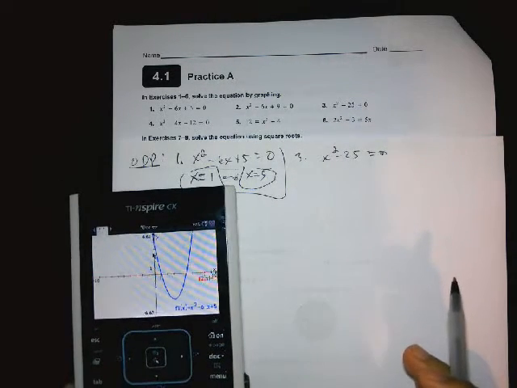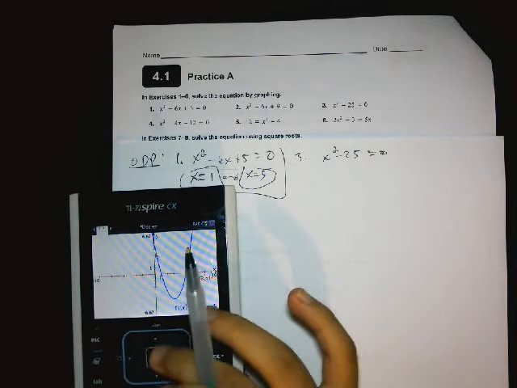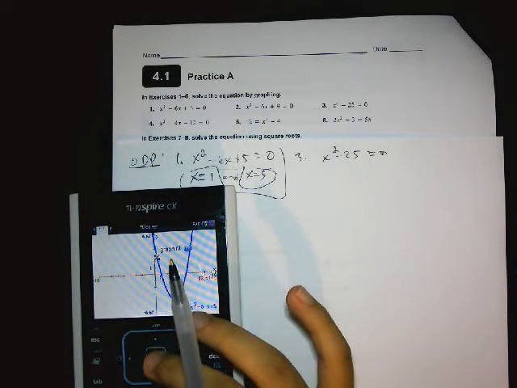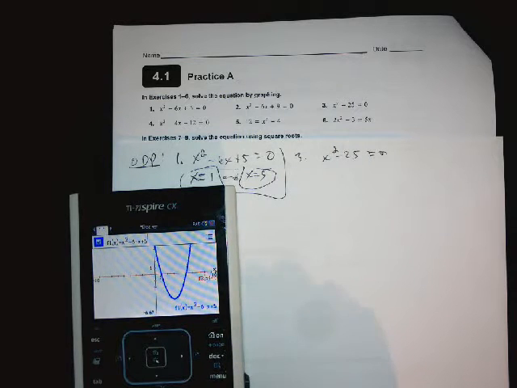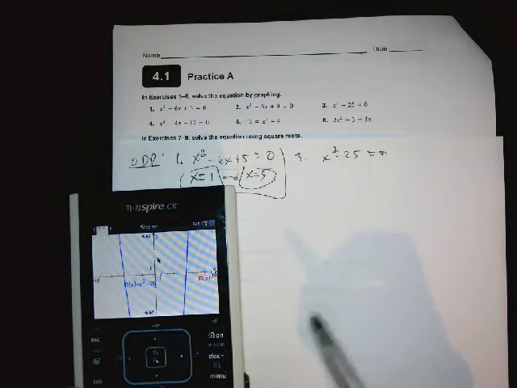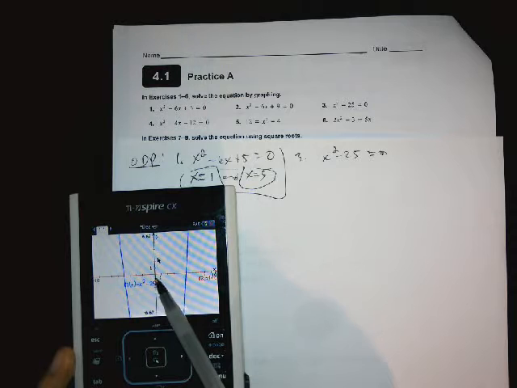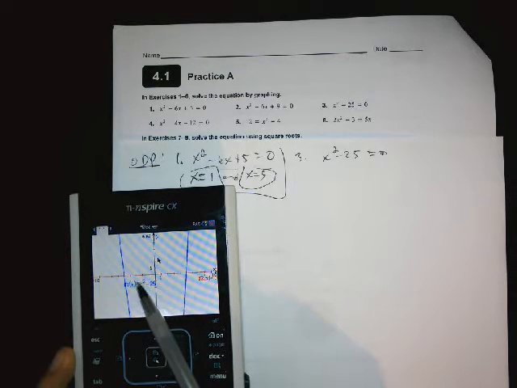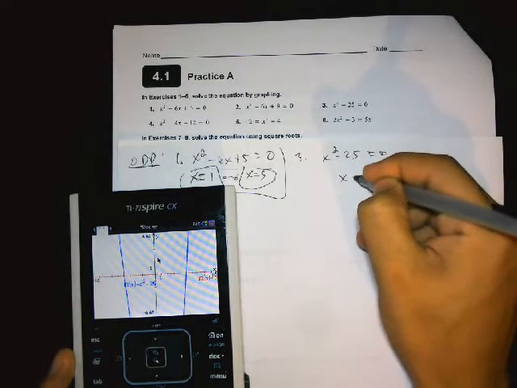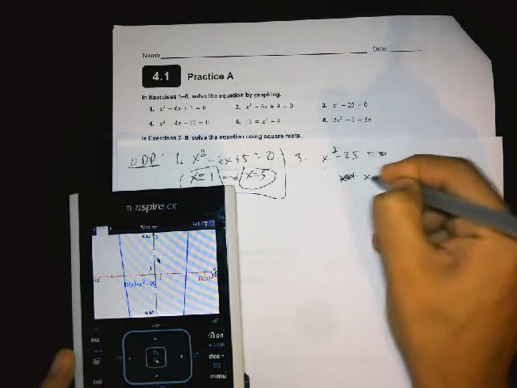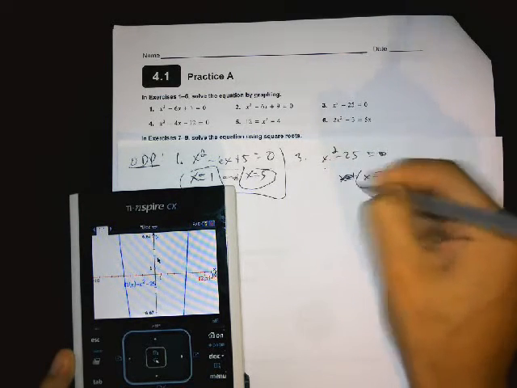So let's double check that in our calculator. So the only one that I'm going to change is this one here. So it's x squared minus 25. Enter. Yeah. So in my graph, I can see that it intersects at 1, 2, 3, 4, 5, positive 5, and 1, 2, 3, 4, 5, negative 5, just as we predicted. So x equals plus or minus 5.